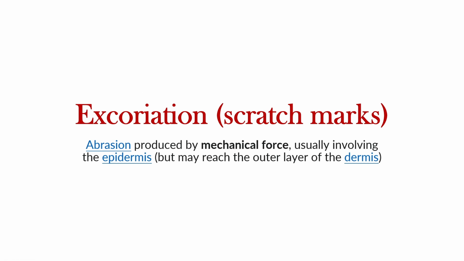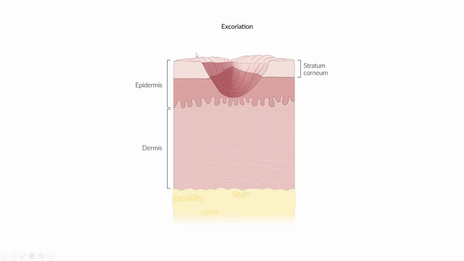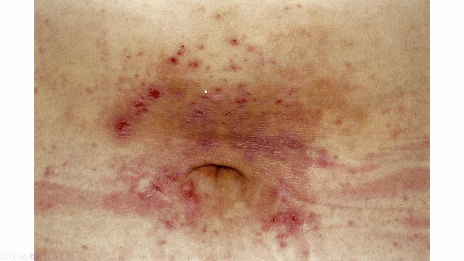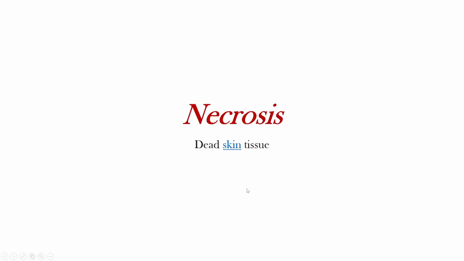Then we will have the excoriation, which is the scratch marks. We'll have abrasion produced by a mechanical force, usually involving the epidermis. So we'll have a mechanical force that will cause a problem in the epidermis. For example, this patient has scabies. It's itchy, so he will scratch. So we will have, you see those pink things, it's the scratch marks. Also this kid, he also has scabies and he is scratching it.